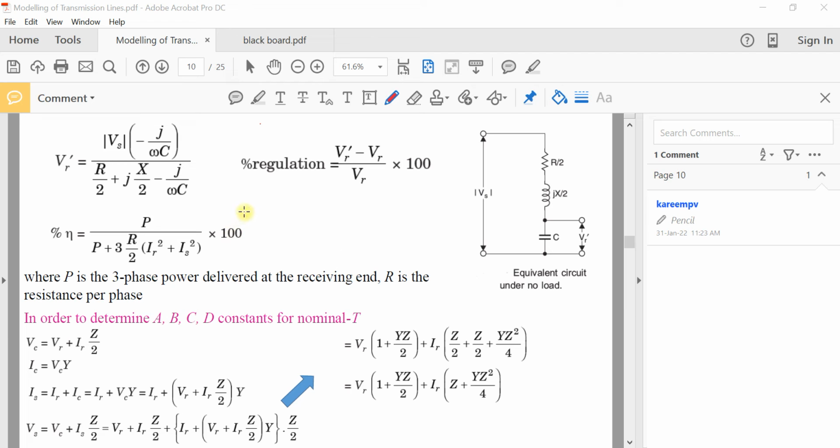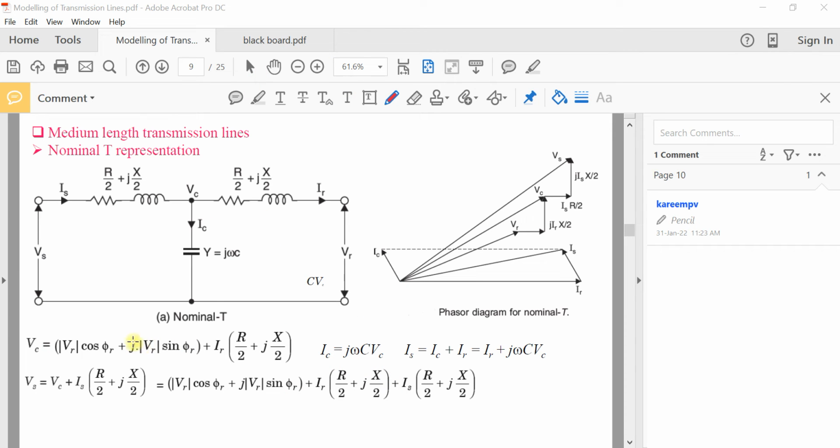Now, in order to determine the ABCD parameters or the transmission line parameters, as in the case of short transmission line, we have to express the sending end voltage Vs and the sending end current Is in terms of the receiving end voltage Vr and the receiving end current Ir. So our aim will be to represent the sending end voltage in terms of Vr and Ir. Similarly, the sending end current in terms of Vr and Ir.